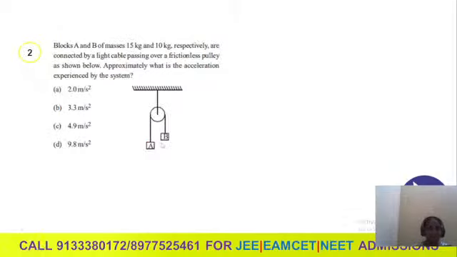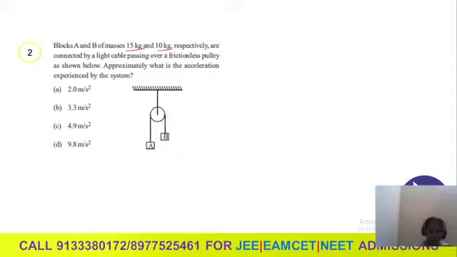And the third case is a pulley system. The objects are connected over the pulley with a string that passes over the frictionless pulley. Now we need to solve this question. They are asking: 15 kg and 10 kg mass blocks are connected by a light cable passing over a frictionless pulley as shown below. What is the acceleration experienced by the system?